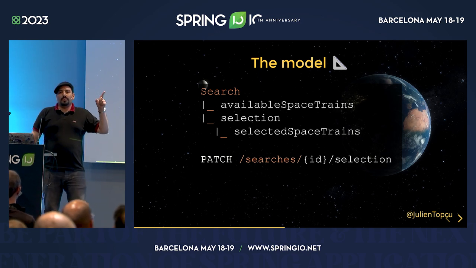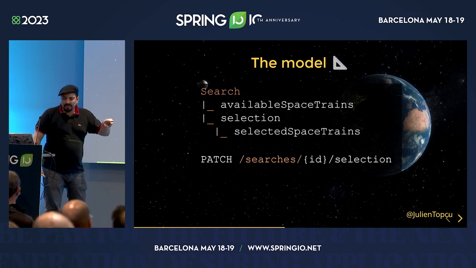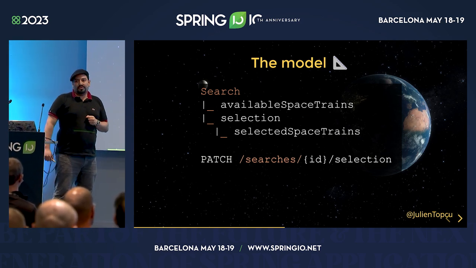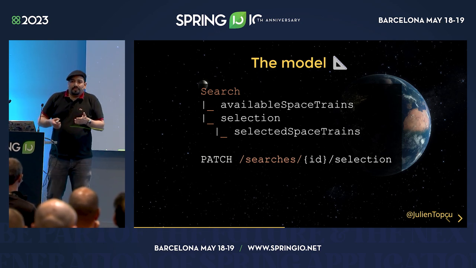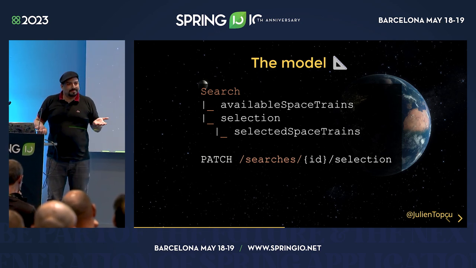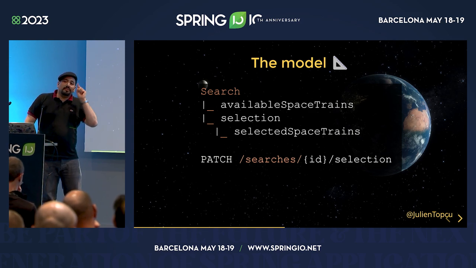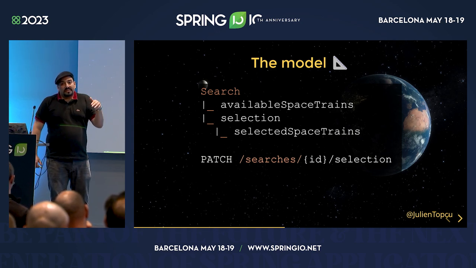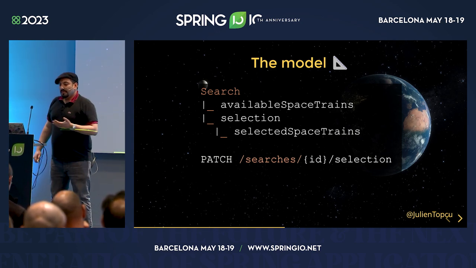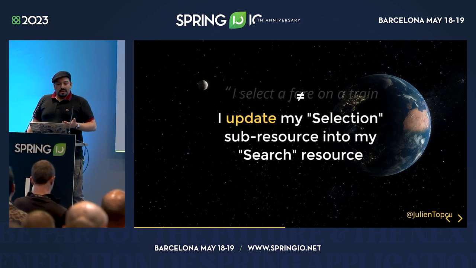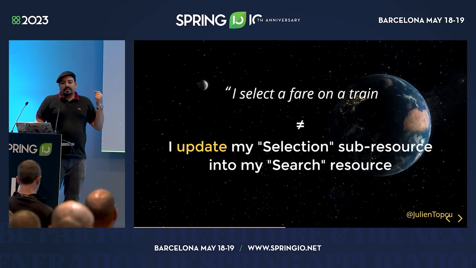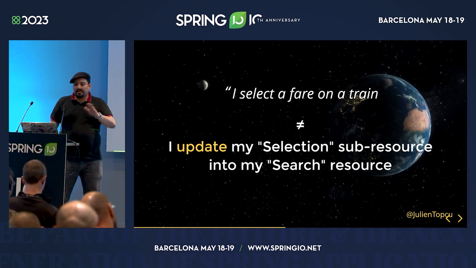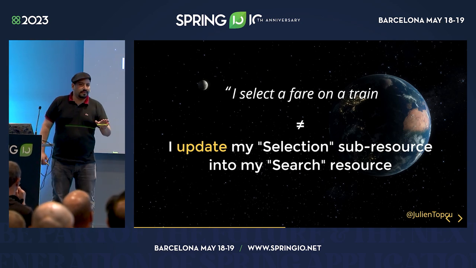So it means that if we want to select something or change the selection, you will do something like that, a patch on the sub-resource selection inside the search. But if you change the structure of your code, what about your API? So it means that, in fact, we are coupling our consumers with our implementation instead of the behavior of the features. And by the way, once again, the user wanting to select a fare on a train never asks you to update a sub-resource selection in the search resource, right?